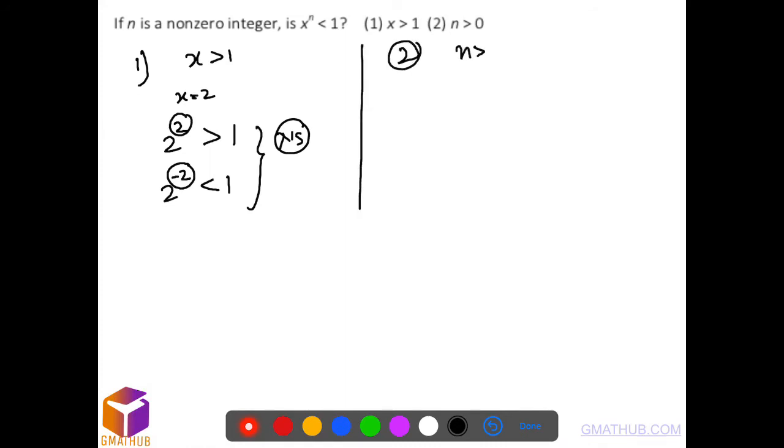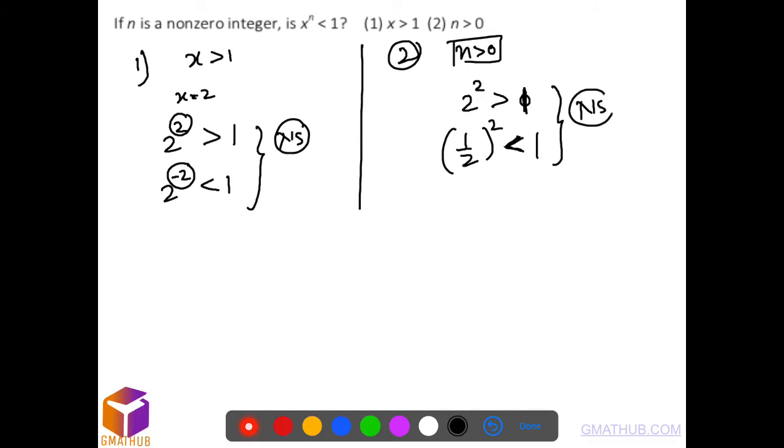Second, n is positive. The exponent is positive. So it could be 2 raised to power 2, greater than 1. It could be 1 by 2 raised to power 2, less than 1. Clearly not sufficient. So in this case, we don't know. The base could be more than 1, less than 1.